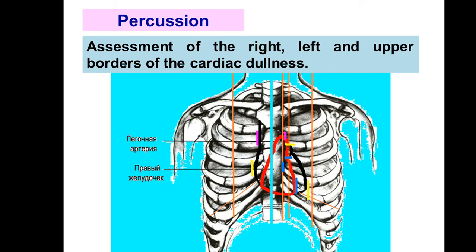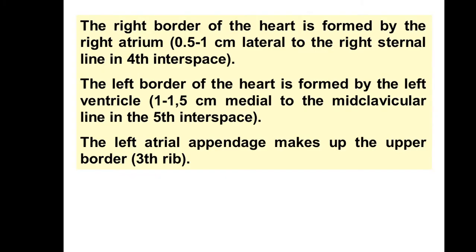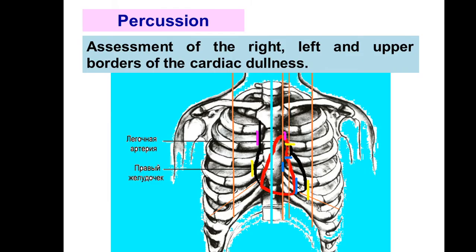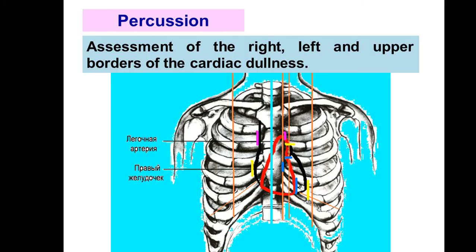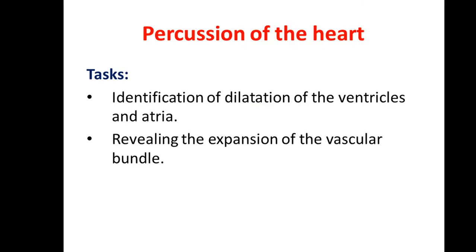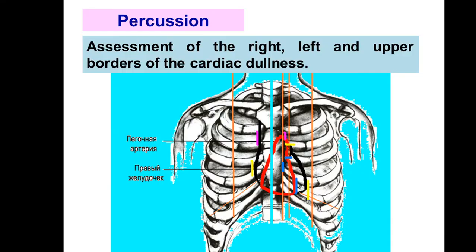To detect the borders of the heart and the borders of the bundle of vessels, we use two borders. First is the relative dullness and absolute dullness of the lungs. Hearts. Heart, a relative and absolute dullness of heart.